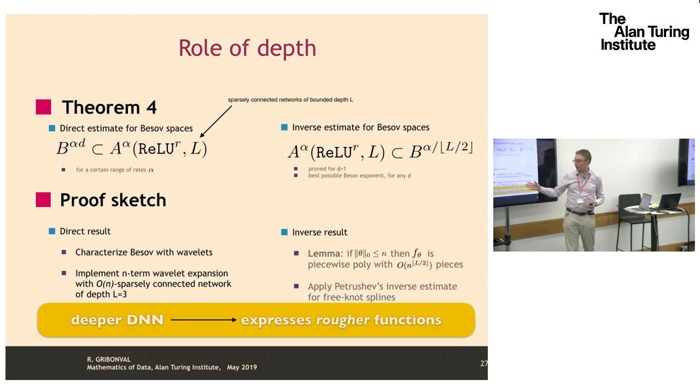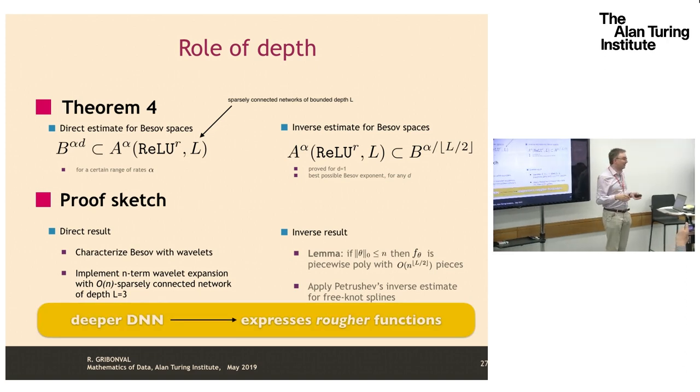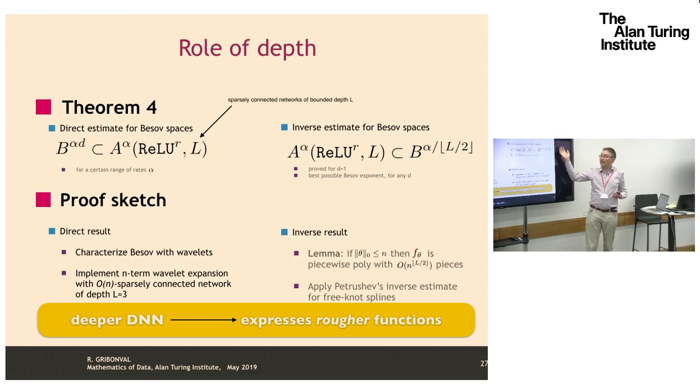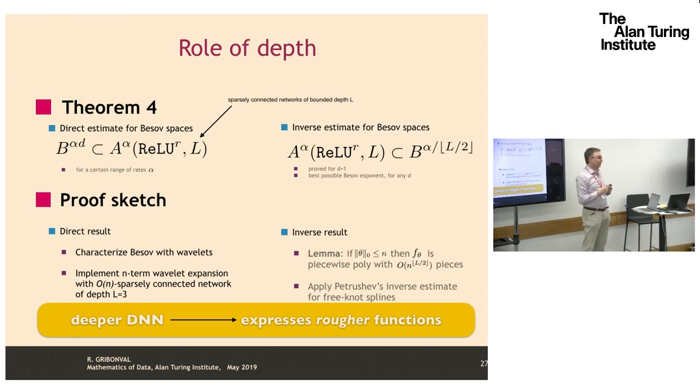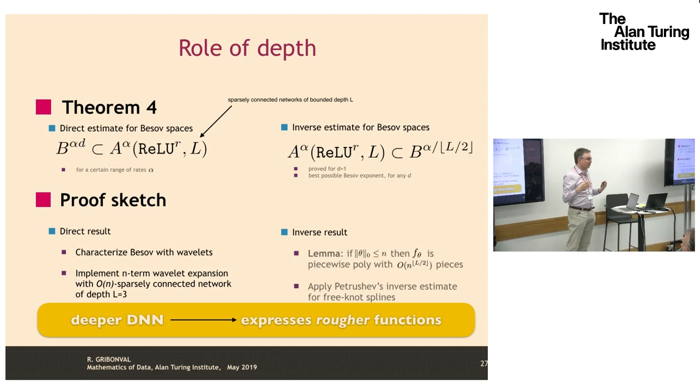And so, roughly speaking, this says that if you have a deeper network, then it allows you to approximate rougher functions, functions that are less smooth. When you increase the depth, you get something non-smooth. And if you don't have a bounded depth, this space doesn't embed into any Bessel space of strictly positive smoothness. So you really get some rough functions in there.